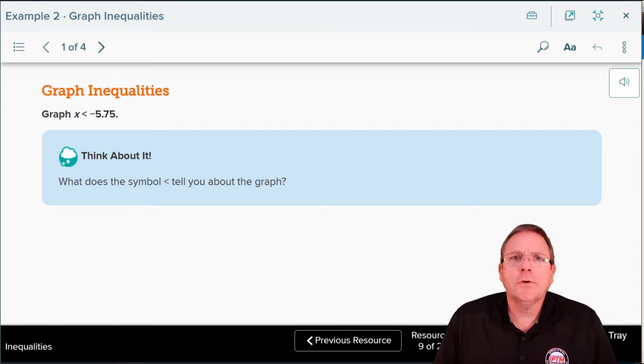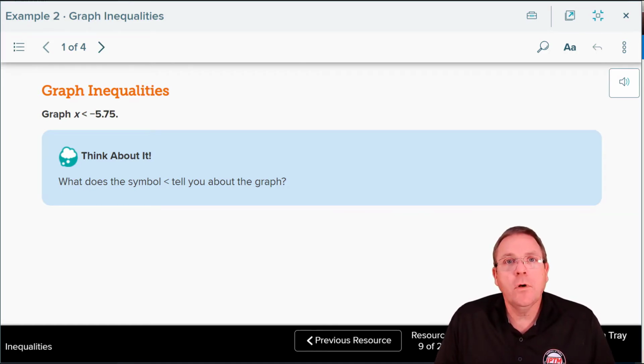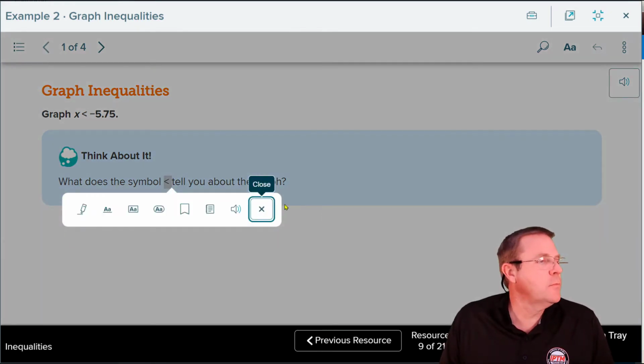Welcome back to part 2 of Module 6, Lesson 6, Inequalities. We're going to pick up on example 2, graph inequalities, where they give us a problem that says x is less than negative 5 75/100. And the first question they have is, what does that symbol right there mean?